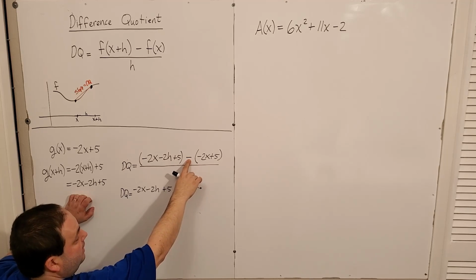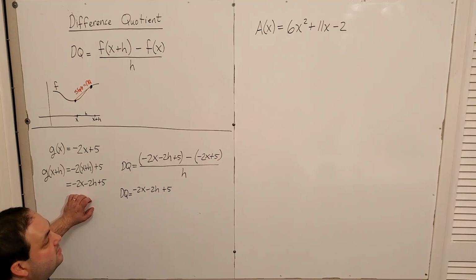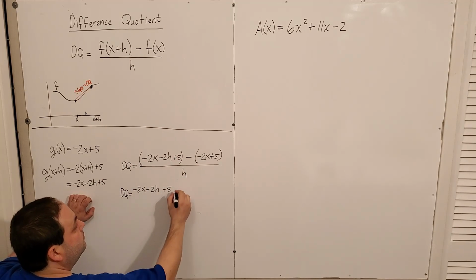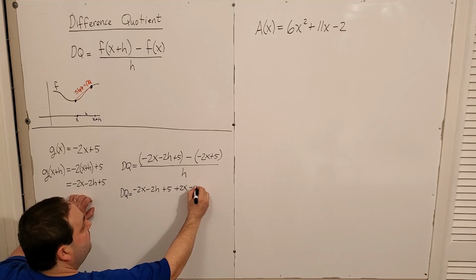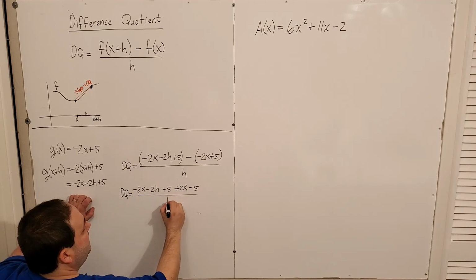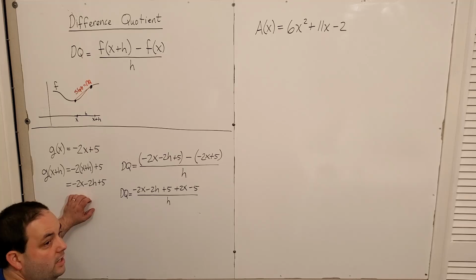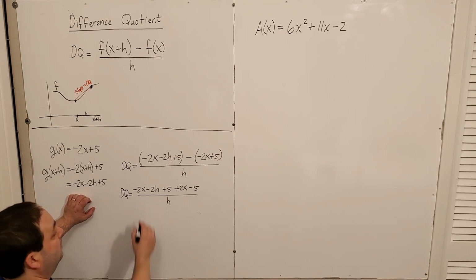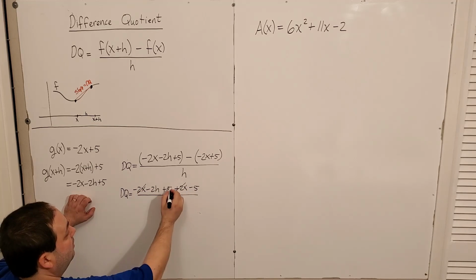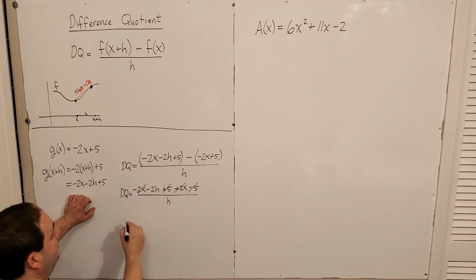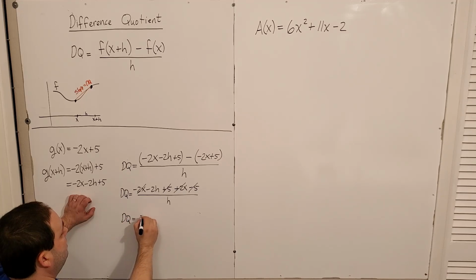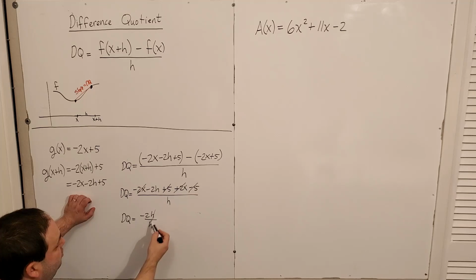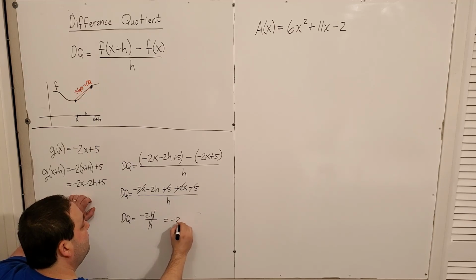Be careful when you're plugging that in, right? The original function, I put it in parentheses on purpose because that negative from the original formula needs to distribute. Plus 2x minus 5 all over h. At this point, no matter what in your difference quotient, you should see a lot of things wiping out to 0. Minus 2x plus 2x. Plus 5 minus 5. I'm left with negative 2h over h. And in this case, notice h over h is just 1, so I'm left with negative 2.